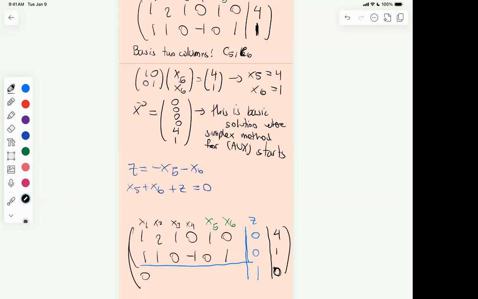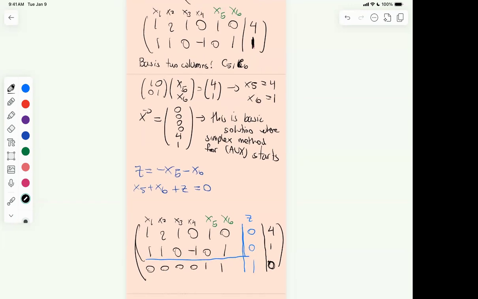And the coefficients are 0, 0, 0, 0, 1, 1, 1. Is that okay? So now this is ready to go. The column for Z is not really necessary because that column will never change as you work through the method, but the last row is definitely important. I do like to keep the Z column because it reminds you how you're reading everything out.